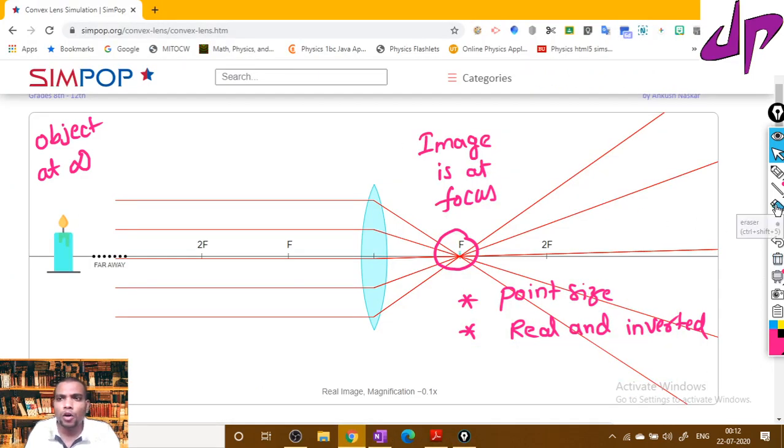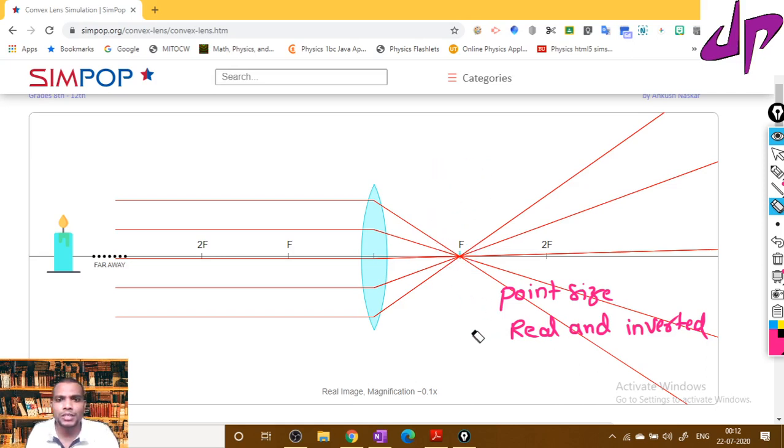Now if the object is at infinity, the location of the image is at focus, and the nature of the image is point size, real and inverted. Now for the second location, I can change the location of the object and try to observe the position of the image. Now I keep the object just beyond 2f.